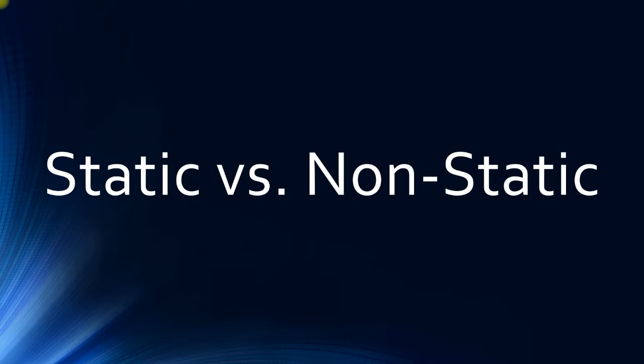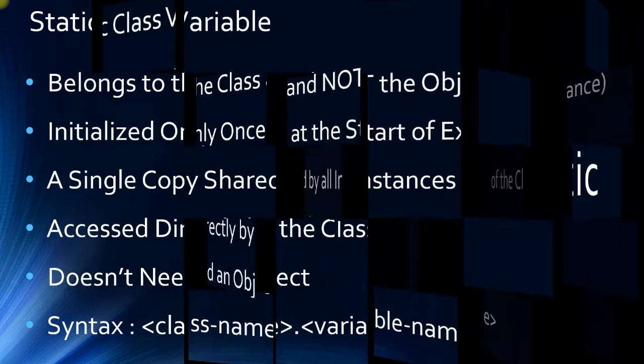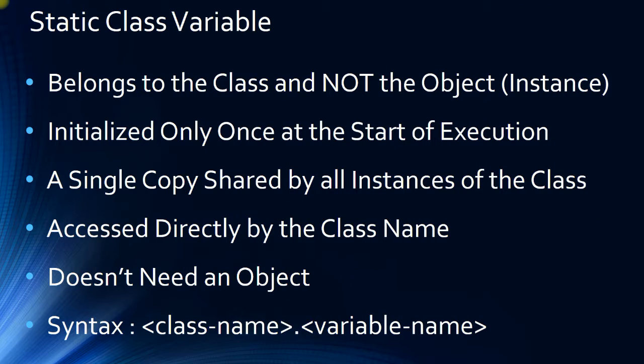First, let's talk about static versus non-static. Static class variables belong to the class and not the object. They're initialized only once at the start of execution. There's a single copy shared by all instances of the class. They're accessed directly by the class name. They don't need an object. So their syntax is class name dot variable name.